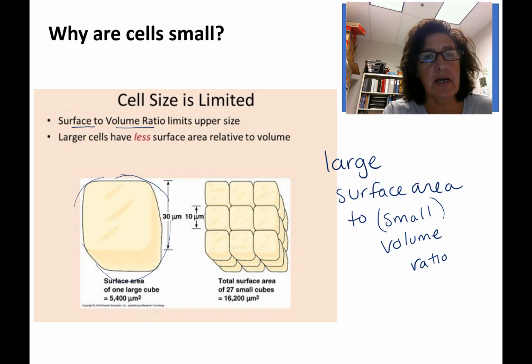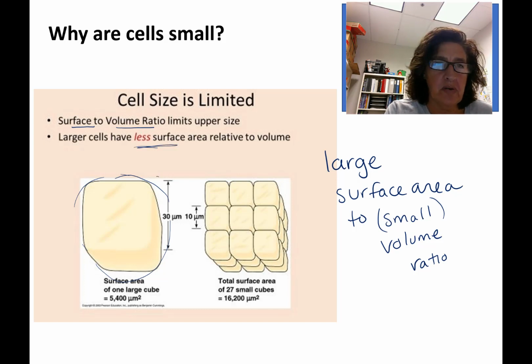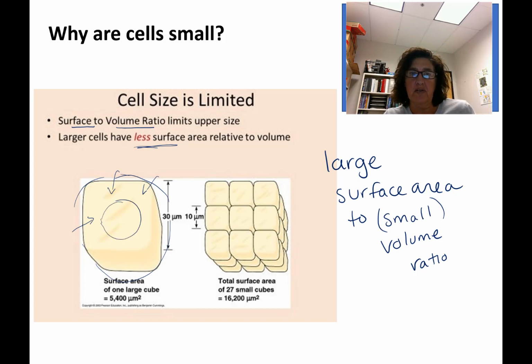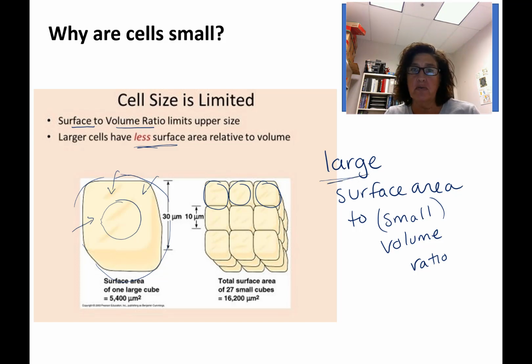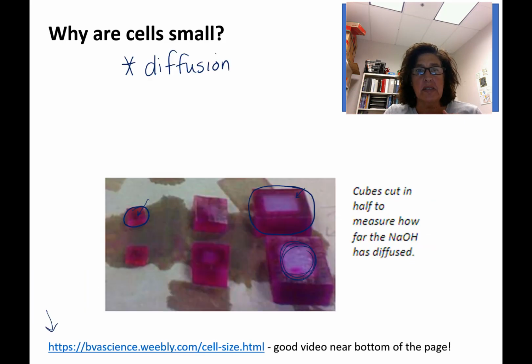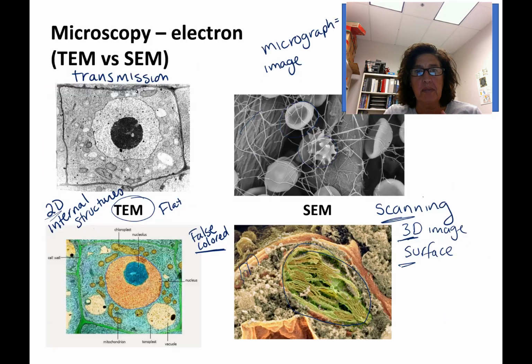Well, they have less surface, so the molecules can only come in here and here and here, and the volume is so big that the cell wouldn't survive. So what's better is to have a whole bunch of small cells which have a larger surface area to volume ratio.